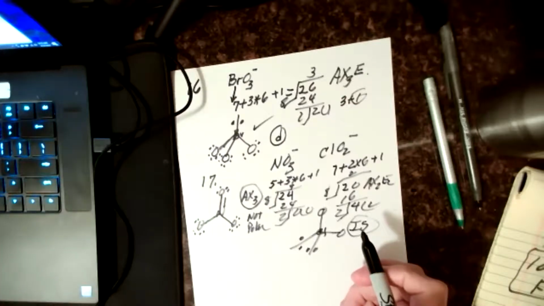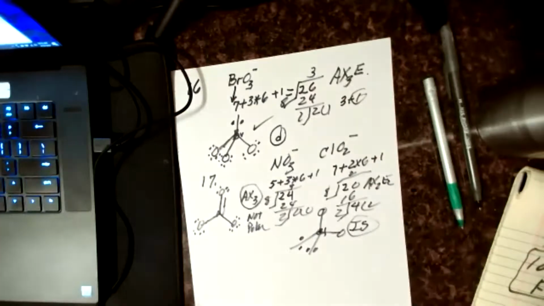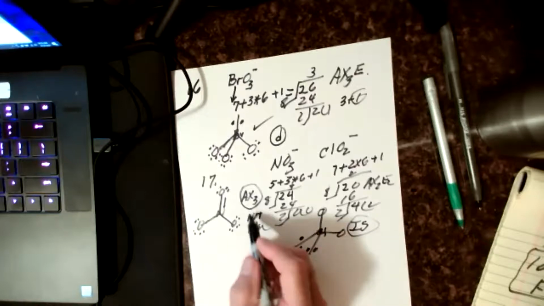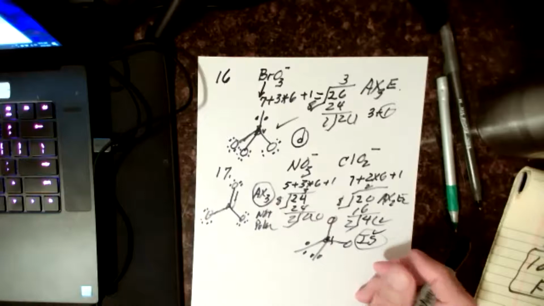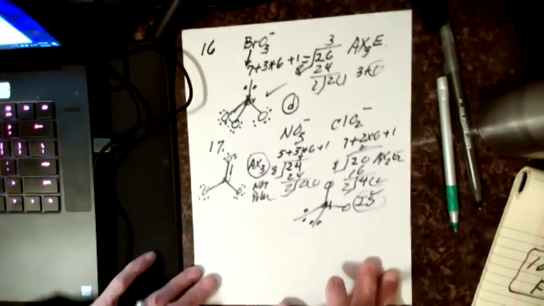So NO3 minus is non-polar, and ClO2 minus is polar. So which answer is that on this one? That's C. NO3 minus is not polar, and ClO2 minus is polar. That's response C.